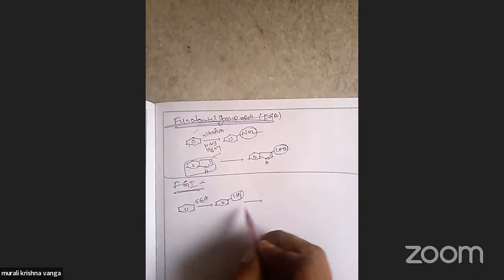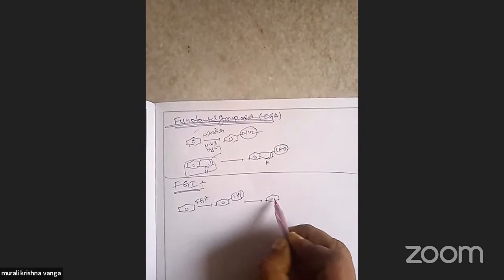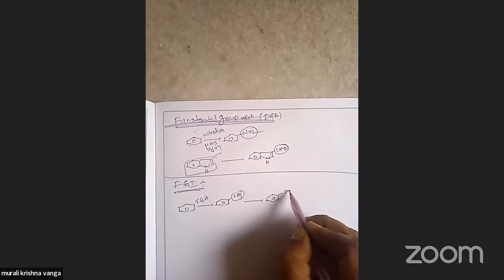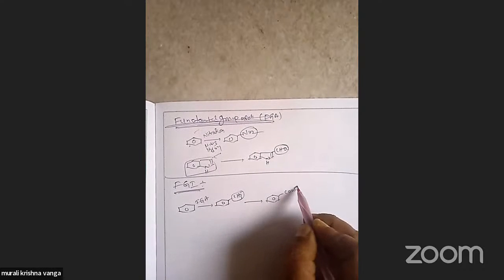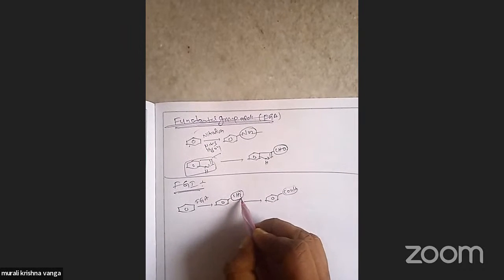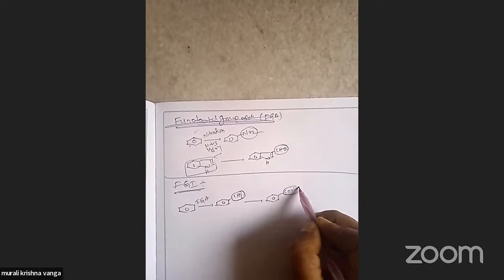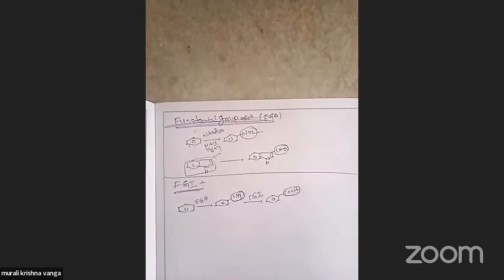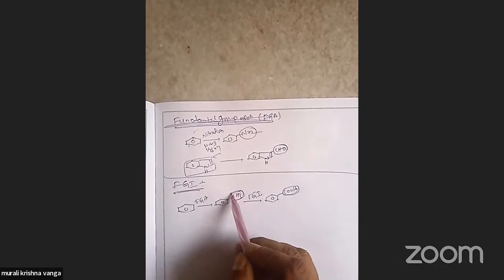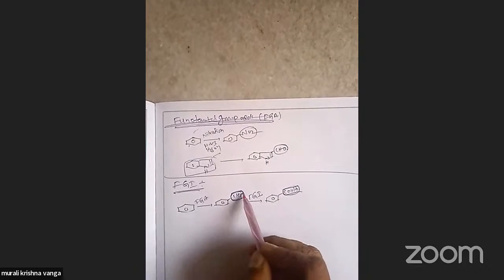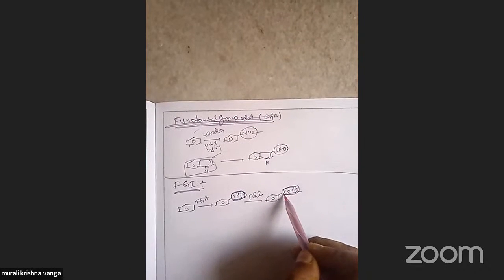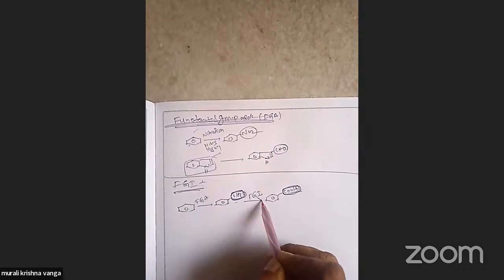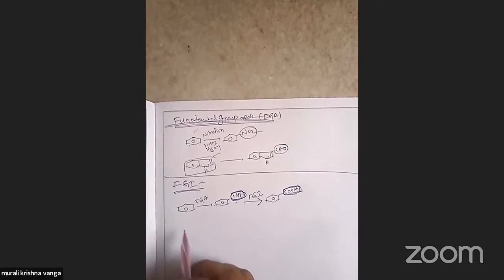When this methyl group is converted into carboxylic acid, the methyl functional group is converted into a carboxylic acid functional group. Therefore, this step is called functional group interconversion: conversion of one functional group from one form to another form.